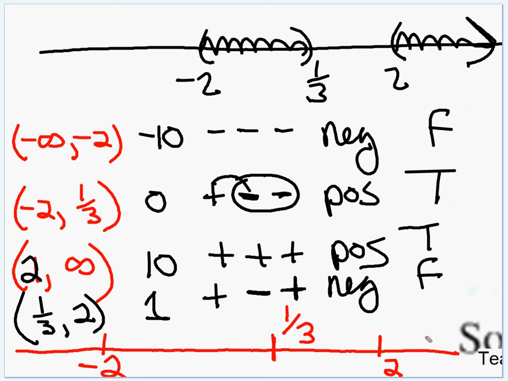Okay, that's the last problem. Again, look for the assignment on WebAssign. And the next video will cover the rational inequalities.